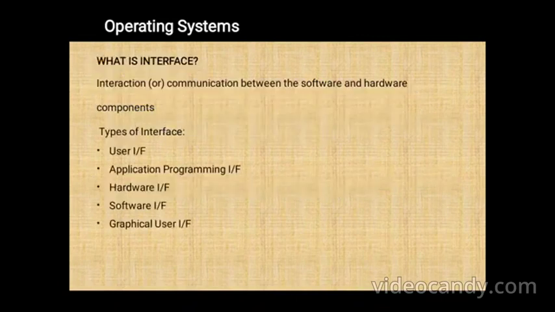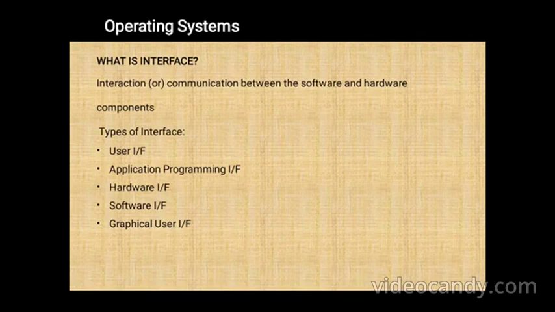Next, moving on to the second slide. What does interface mean? Interaction or communication between the software and hardware components, as I said before. So, what are the types of interfaces? User interface, application programming interface, hardware interface, software interface, and graphical user interface. What is user interface? It enables humans to interact with machines, such as keyboards, displays, and touch screens. Application programming interface allows software apps or applications to communicate with each other, such as web services and libraries.